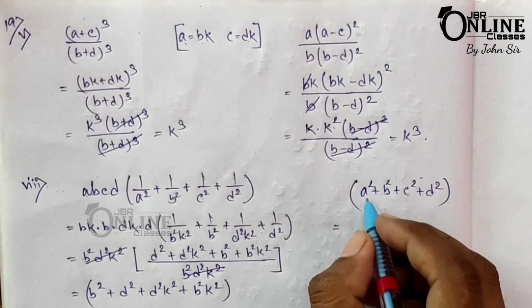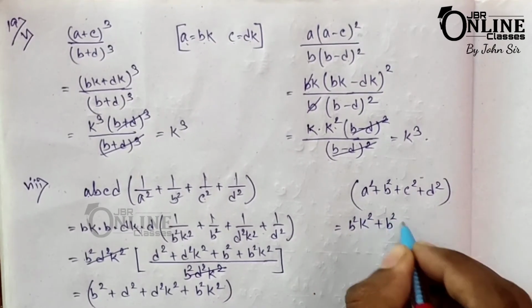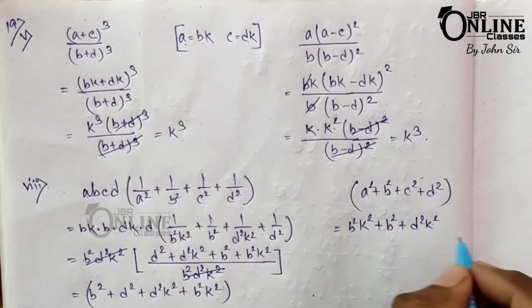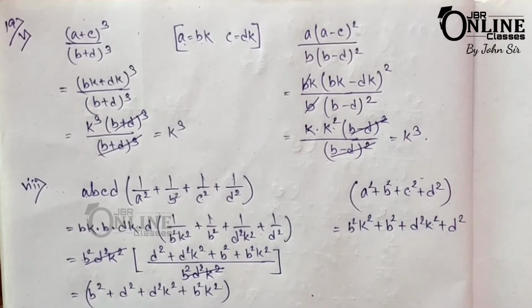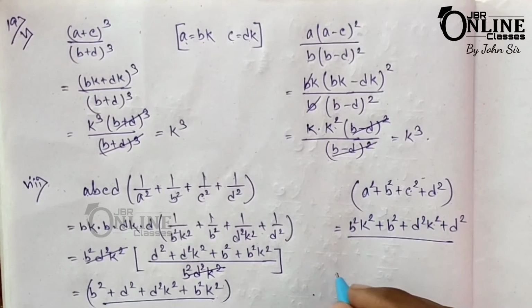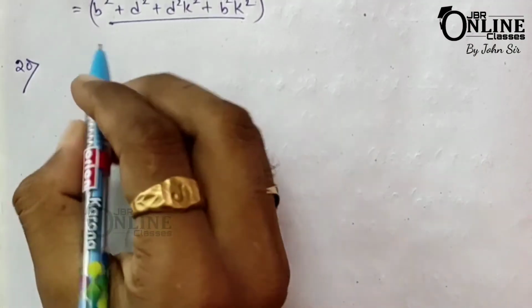Now here just put down the value of a square, so it will be b square k square, then only b square, then c square, sorry, c square means d square k square, and the last one d square. So here the left hand side and the right hand side are identically the same, that means left hand side equals right hand side. Now sum number 20.